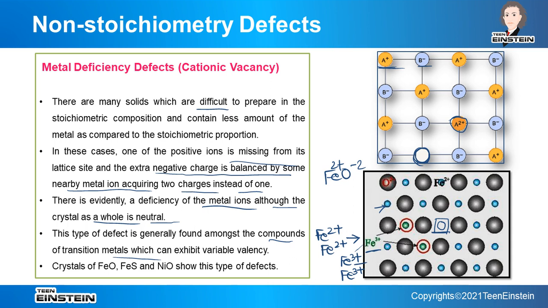That means here when one Fe2+ is missing, another Fe2+ must be converted to Fe3+. So if they can easily change their oxidation state, that means they have variable valency. So it will be helpful for this type of defect formation. So that is why this type of defect is mostly observed in transition metals. And here we have some examples. Crystals of iron oxide, iron sulfide, nickel oxide show this type of defect. So this is the metal deficiency defect or cationic vacancy.